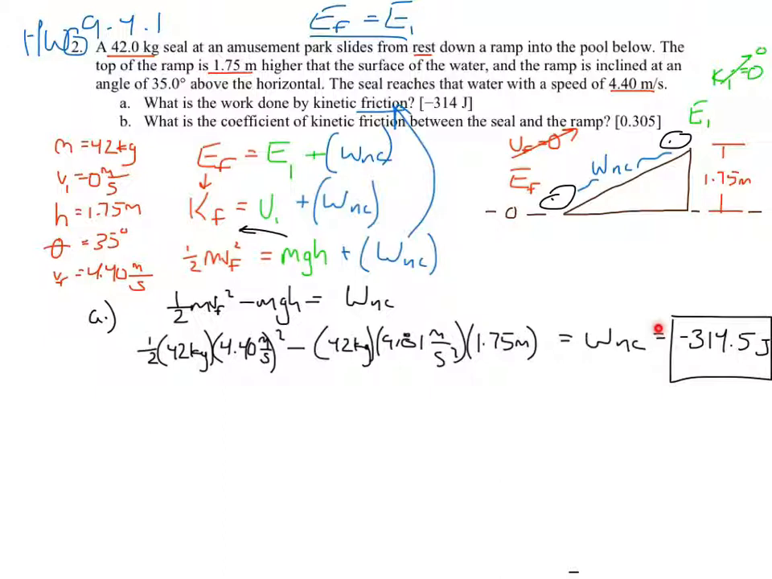Now let's find the coefficient of kinetic friction between the seal and the ramp. All right, well, what is that? So we found out that it does have friction, and friction takes energy out of the system. Let's find out what that friction is right there. So let's write out just our working equation for the work that friction does. All right, work is force times distance, right? So non-conservative work, W_NC, I meant to write.